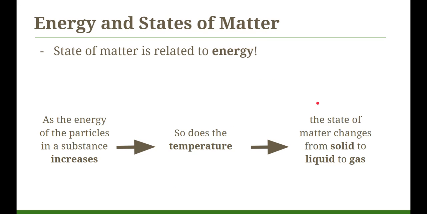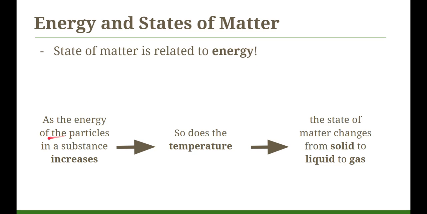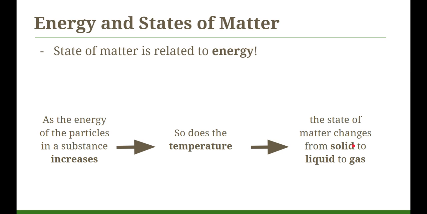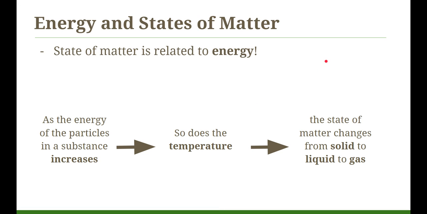And at the end of your notes, we can write down that state of matter is related to energy. So as the energy of the particles in a substance increases, so as we move left to right on that energy curve, then the temperature also increases. And the state of matter changes from solid to liquid to gas, because after the temperature increases a certain amount, then the state of matter changes to a different state. Before the temperature increases again, it changes to another state, and so forth.